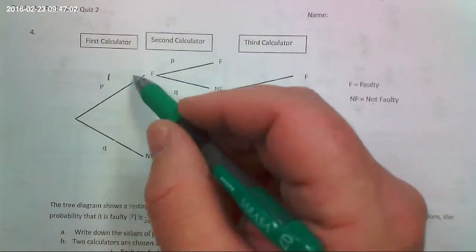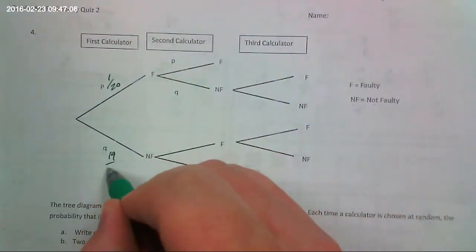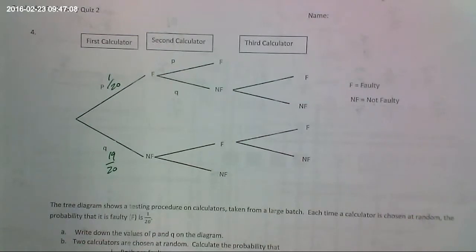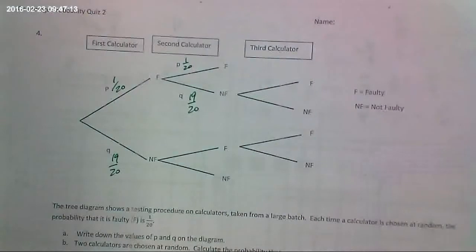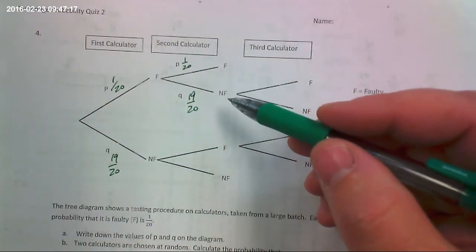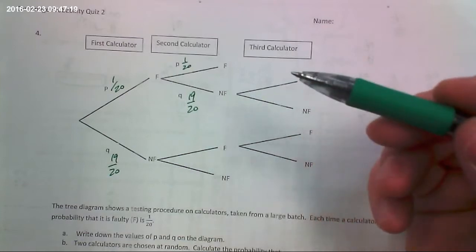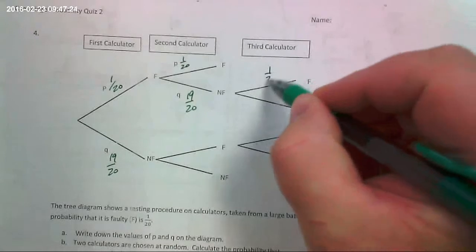Oh, this is faulty, right? And this is not faulty. So this is 1 out of 20, and this would be 19 out of 20. Would you agree with that? Because faulty, not faulty. Would you agree with that? Yeah? Okay. I'm going to go ahead and put them all right here.